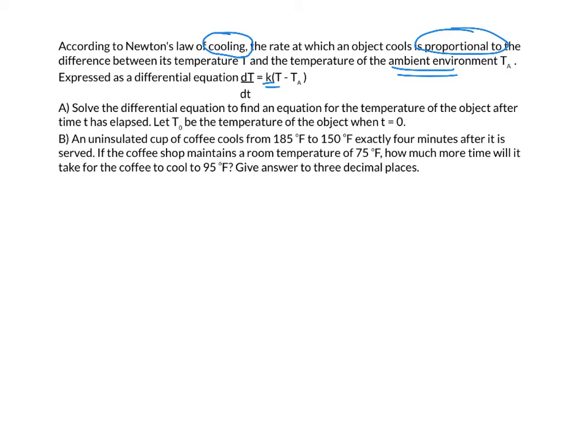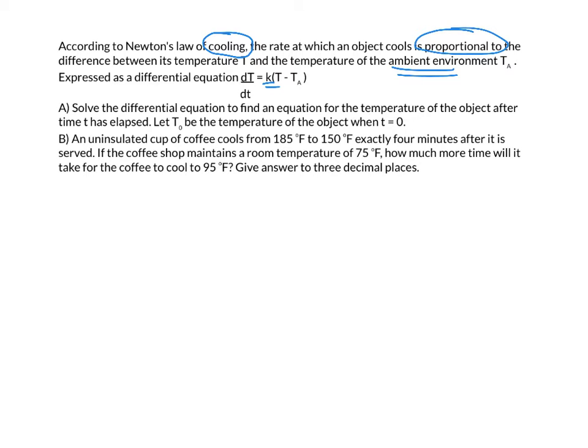Okay, and then in part B, we have an uninsulated cup of coffee cooling from 185 degrees Fahrenheit to 150 degrees Fahrenheit exactly 4 minutes after it has been served. The coffee shop maintains a room temperature of 75 degrees Fahrenheit. How much more time will it take for the coffee to cool to 95? And we're going to give the answer to 3 decimal places. All right, so we should be able to do this in 15 minutes.